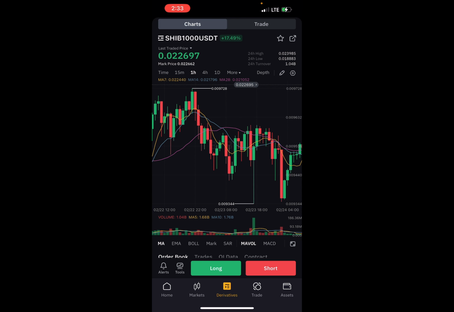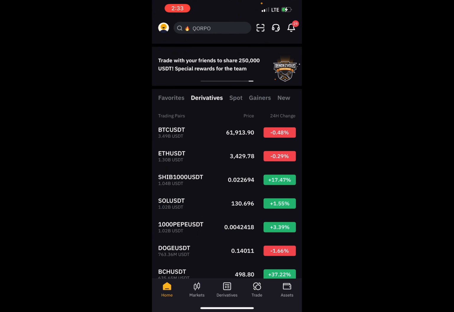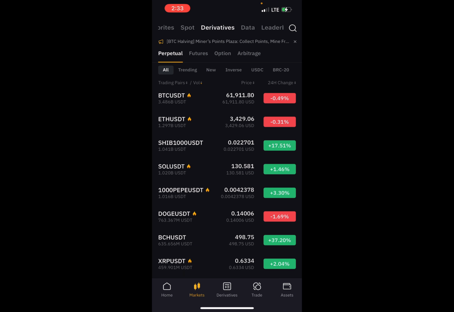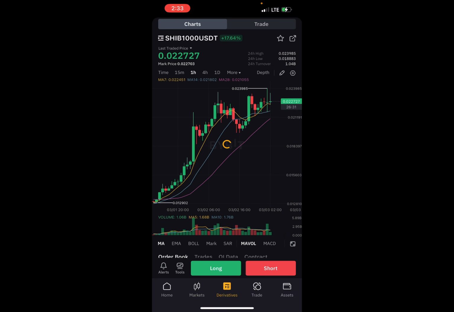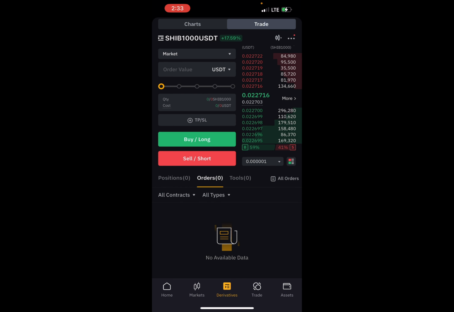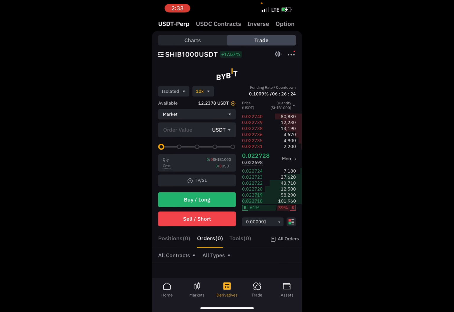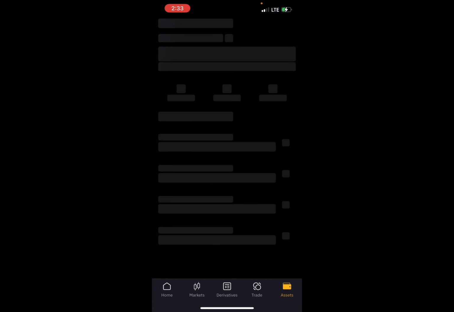So once you have logged in, you can see home here, and you can see your markets, and your trade is always going to be on derivatives. You click on derivatives here, and on derivatives you make sure it is on USDT perpetual, and then we have trade here, and then we have assets here, right?